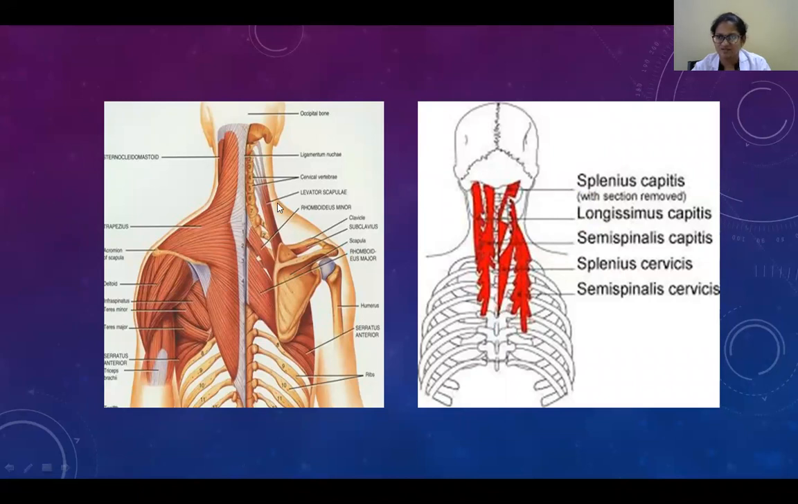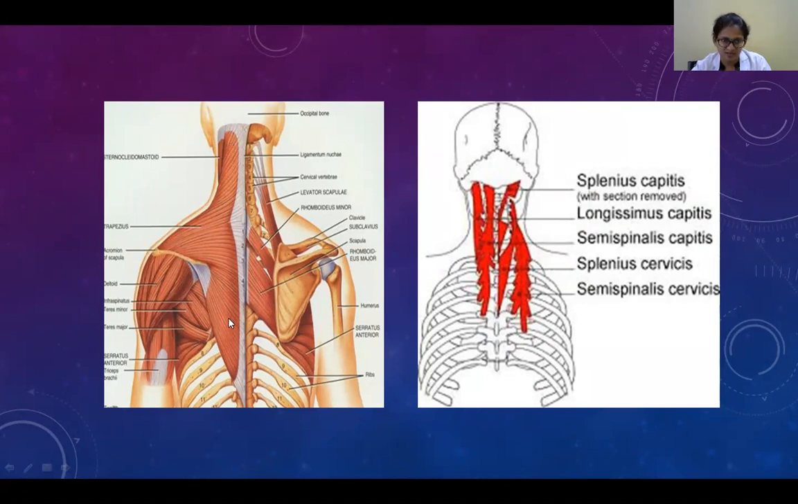Coming to the attachments on the posterior surface of the spine. See, this is the back of the trunk. These are the 7 cervical spines. Here, the spinous processes give attachment for the back muscles. Mainly, they give attachment for the trapezius and rhomboid major.